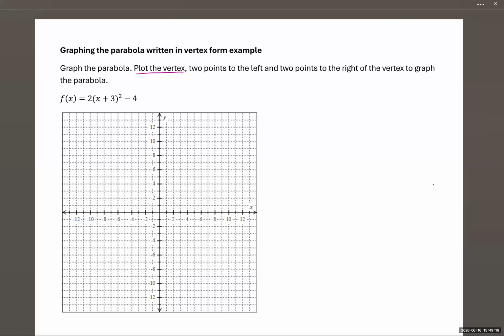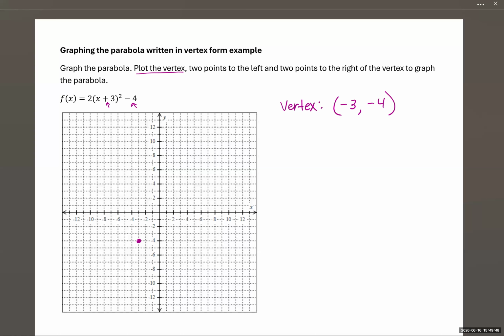Plot the vertex. So this is already written in the vertex form. So all we have to do is grab the coordinates. So the number that goes with the x inside the parenthesis, you take the opposite sign, so -3. And then this number right here goes with its original sign, -4. So this is the coordinates of the vertex. I will go ahead and plot them. -3 on the x and -4 on the y.